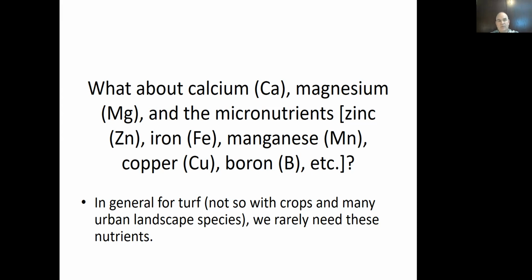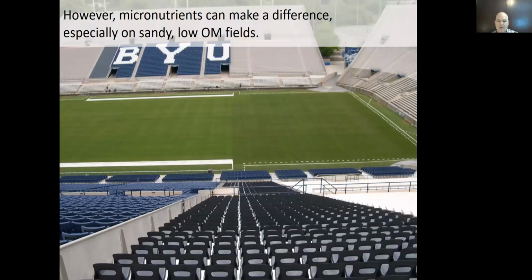Now, in general, for turf grass, which is the main one we're dealing with in the urban environment, and this isn't necessarily true with crops like in my garden or with other landscape species, we rarely need these. In my garden, I'm more likely to need them. For trees and shrubs, I probably don't need them. I might need them with annual flowers or those kinds of things. It depends, and again, I'm just going to rely on the soil test here.